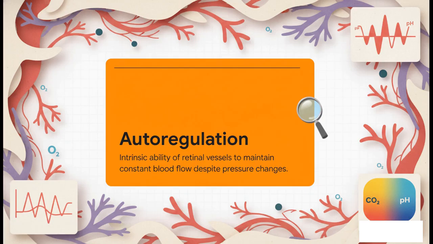So if your blood pressure spikes, the retinal arterioles constrict. If it drops, they dilate. It's an ingenious system that ensures oxygen delivery perfectly matches the continuous demands of your retinal neurons.